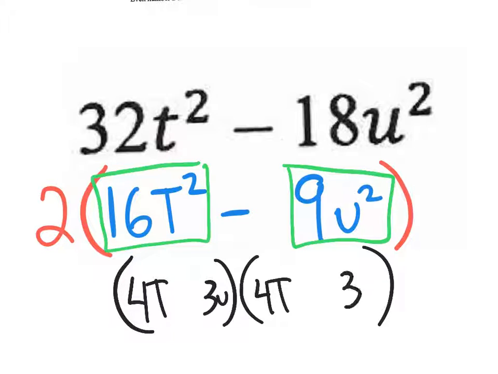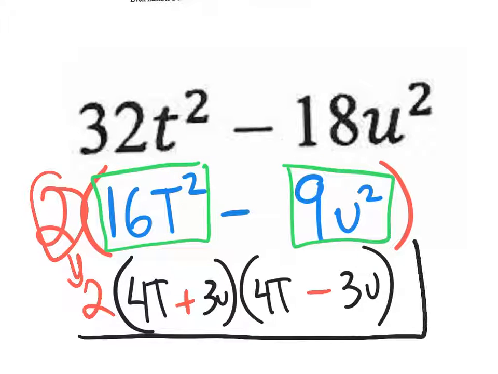3u and 3u. Now, there is no middle term, so we need the terms to cancel out in the middle. And the only way that's going to happen is if one's a plus and one's a minus. And don't forget about that outside 2. The outside 2 has to come down on your final factored form answer. And that's it right there. So, like always, the first method we learned of factoring was pulling out the GCF. Always try to pull out the GCF first, and then continue working on the inside of the parentheses.